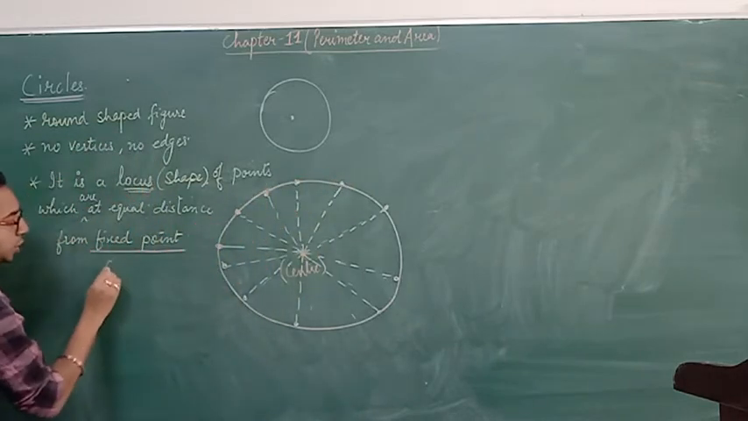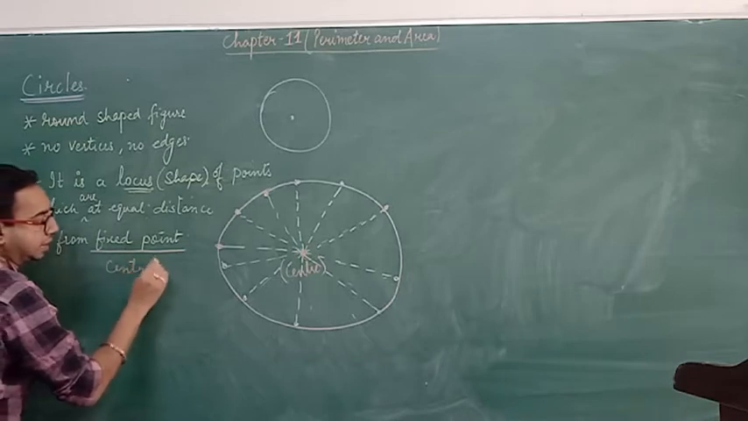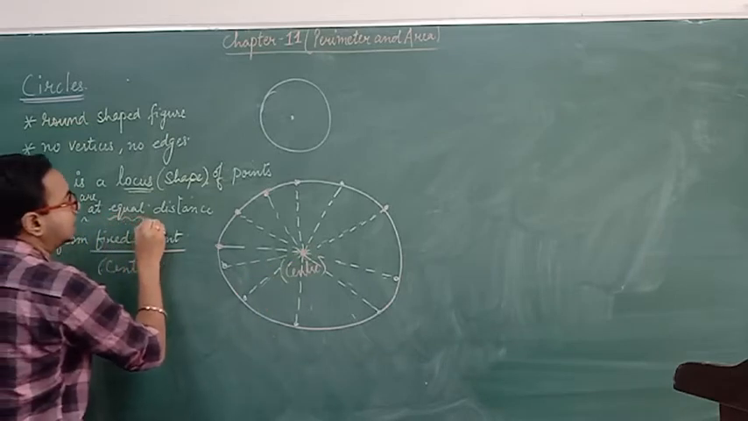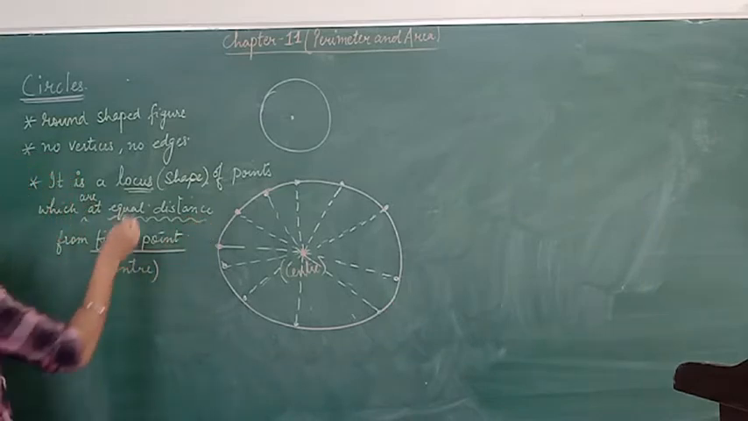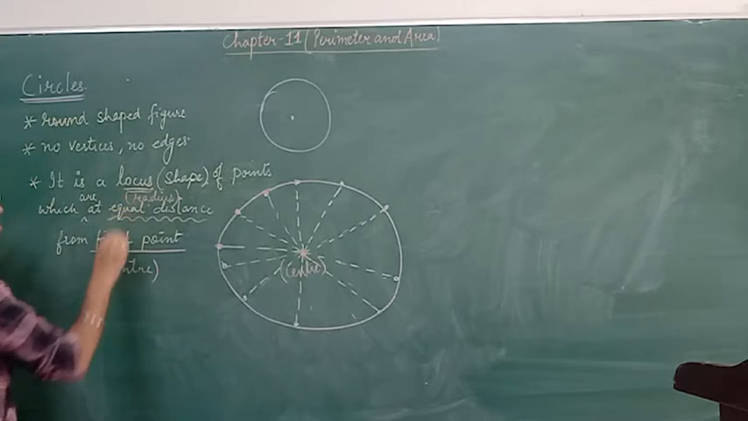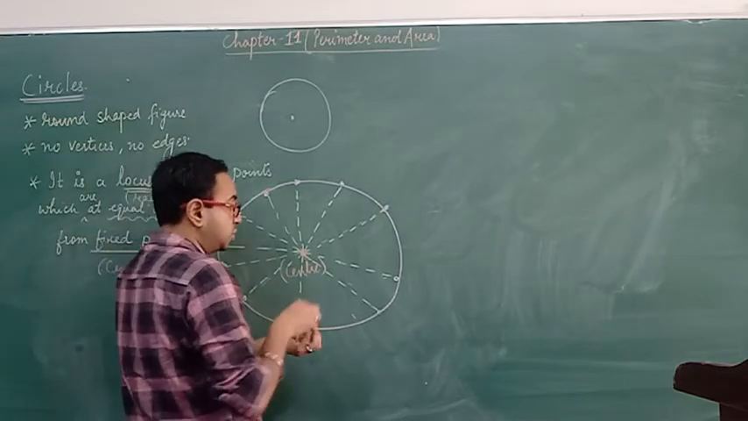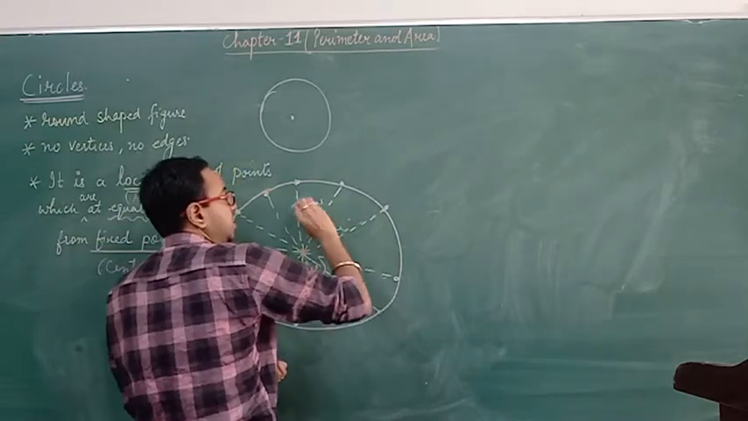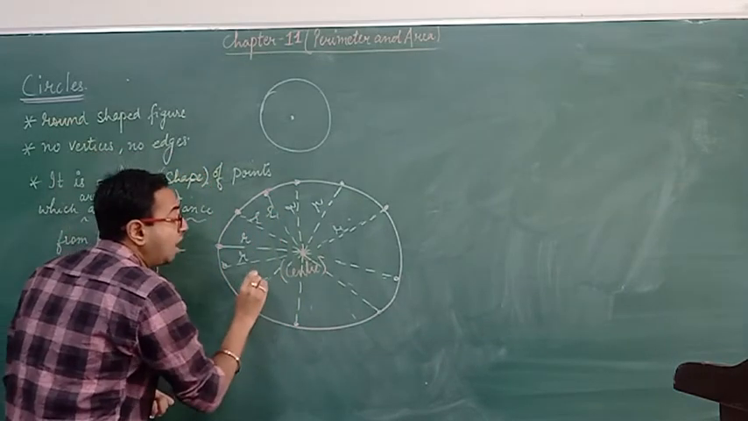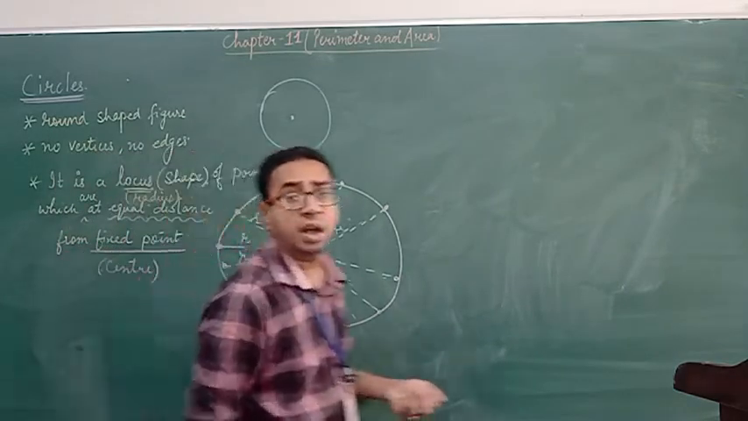What is this fixed point called? Yes or no? And this equal distance is known as radius. So this is also radius, this is also radius, this is also radius. So all are radius. Are we clear?